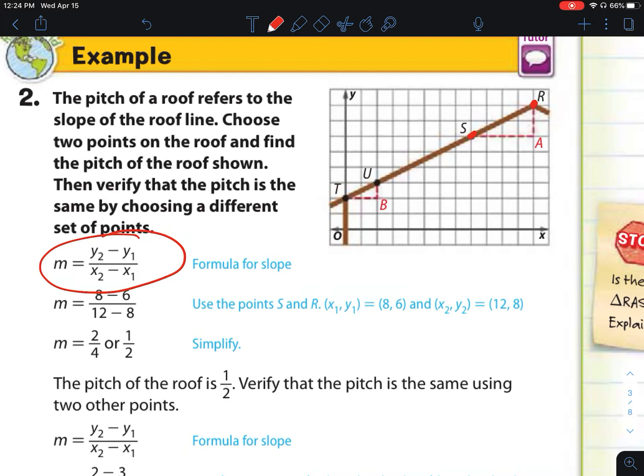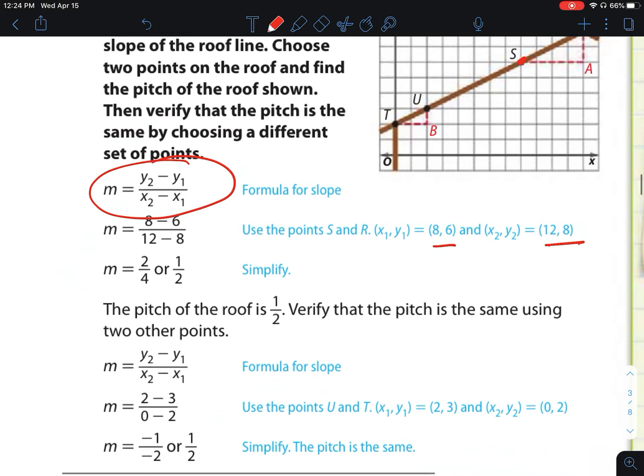So you have x1, y1 is 8, 6, and x2, y2 is equal to 12, 8. Substituting into this formula, you have 8 minus 6 over 12 minus 8. Okay, you end up with 2/4 or 1/2. The pitch of the roof is 1 over 2 or 1/2.